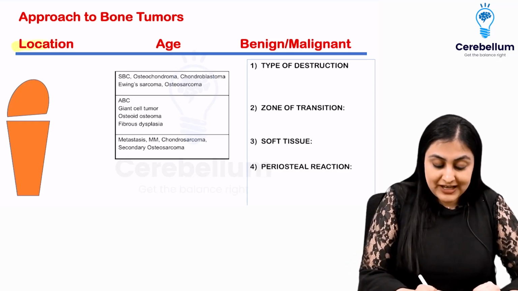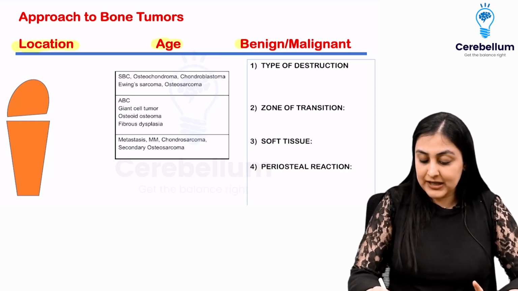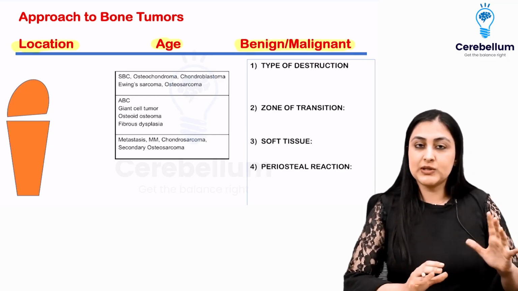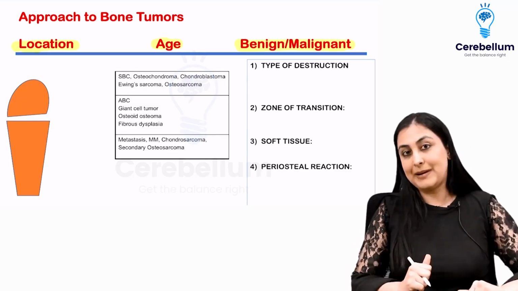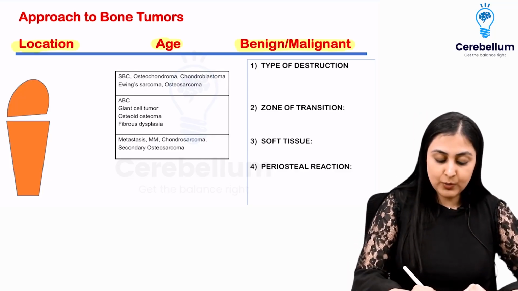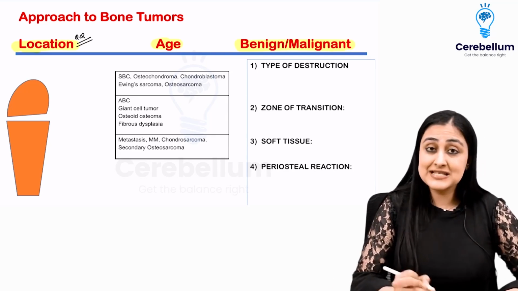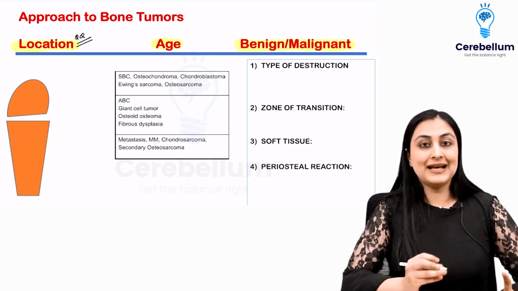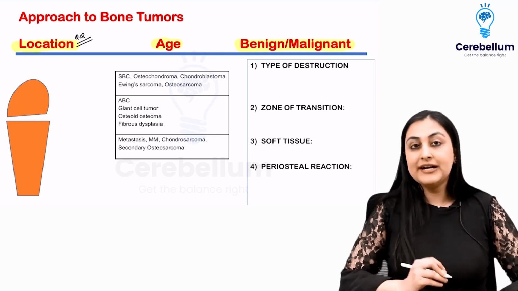You have to take into account each of the points which I'm going to highlight on this slide for you. So we have the location, we have the age, and we need to remember certain points to distinguish whether we're dealing with a benign lesion or a malignant lesion. Now the most important, again from the MCQ point of view also, is location, which will help you in narrowing down your differentials.